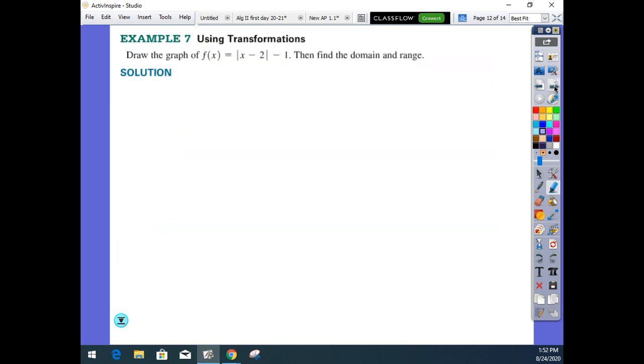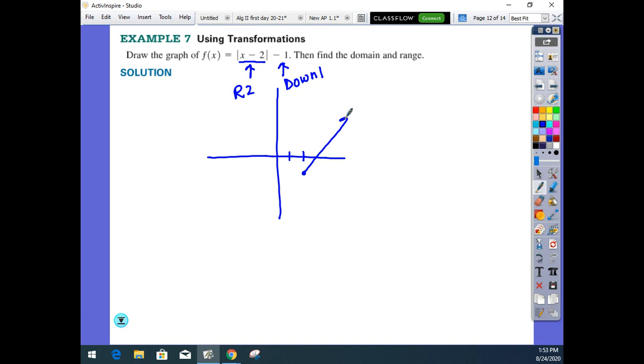So if we just use this and transform, let's think about anything connected to the x moves in the x direction. And remember, it's always the opposite when it's connected to the x. So the x minus 2 moves it to the right 2. Anything outside by itself pushes it in the y direction. So I'm going to go right 2, down 1. Right 2, down 1. And then it's got a positive 1 slope because this is just a plain x here. And there's your V.